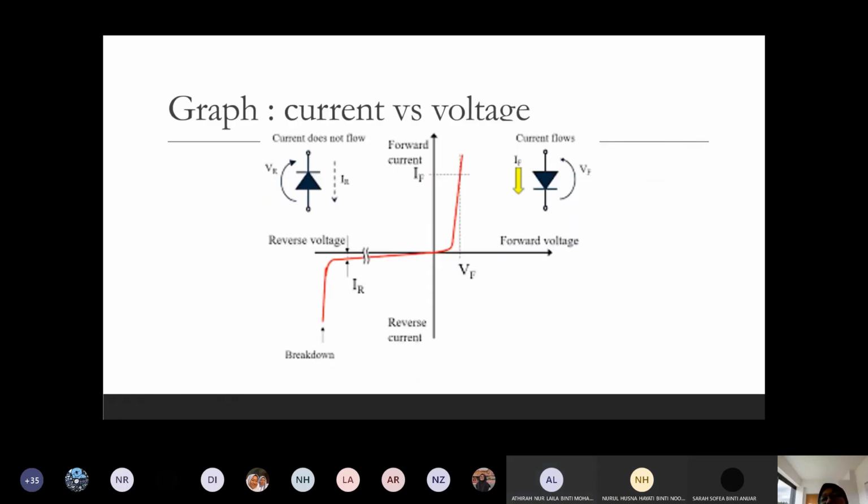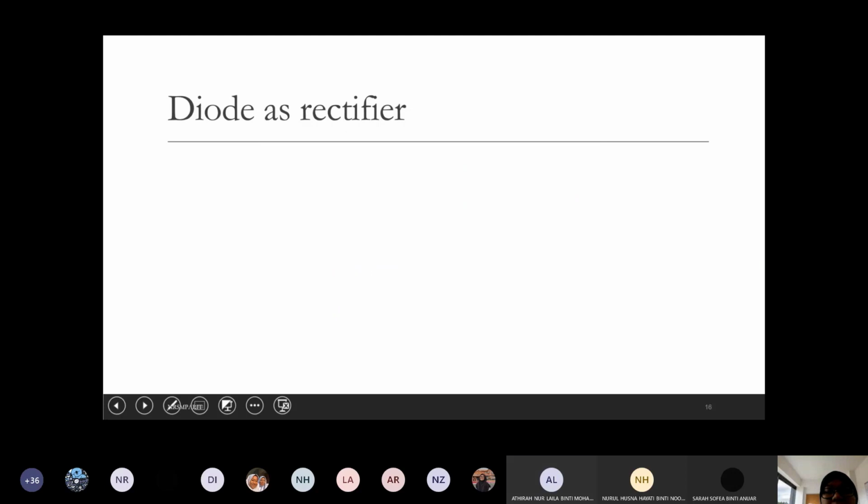Okay, and then this is a graph of V against I ataupun I against V. Okay. Now we want to show what reverse current and forward bias. Okay, I will give this slide to you and then you can read this one. Okay, and then when we know that the diode can be forward bias, diode can be reverse bias, because of this, okay, diode can work ataupun can function as a rectifier.